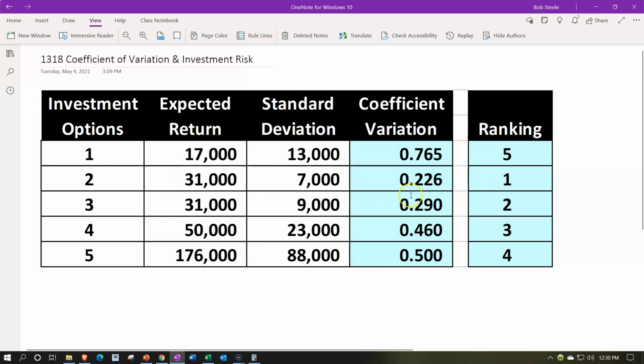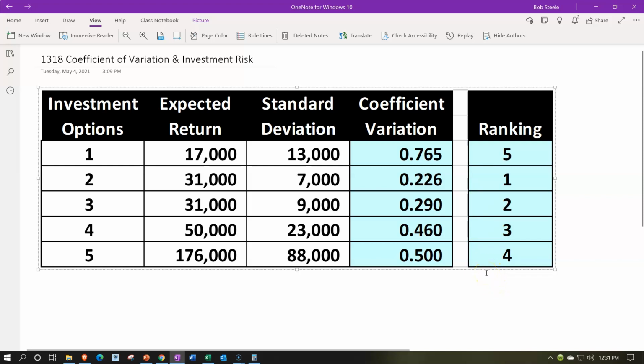If I look at just the ranking with regards to risk, then this one at the 0.226, which is actually the 31,000, would be the lowest with return and the best in that case for the level of risk. And then the 290 would be number 2, number 3, the 50,000 for the 0.460, and then number 4, the 176,000.